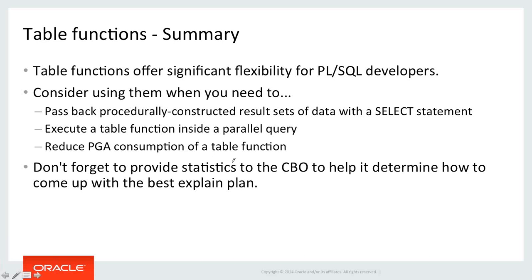Finally, you can also provide statistics to the cost-based optimizer to help it determine how to come up with the best optimized plan when you have table functions executed inside your SQL statement. So in general, if you're saying select from table X, comma table Y, comma function call, the cost-based optimizer can look at table X and Y and determine a lot about how to optimize the query. But it can't look inside your function and sort out what to do. So you have to give it some information to help it do that.